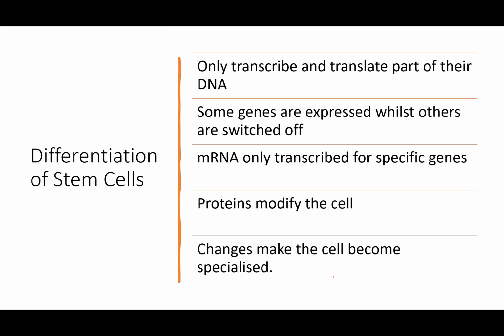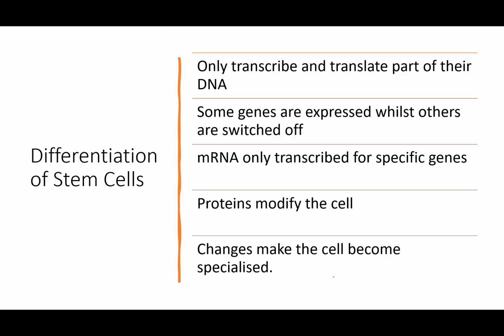So genes are switched on and off. mRNA is only transcribed from the specific switched on expressed genes. That mRNA from those specific genes is then translated into proteins. These proteins that are produced are able to modify the cell. They determine the cell structure and they are able to control the cell processes. So this also includes the expression of more genes, which produces more proteins. And changes to the cell produced by these proteins cause the cell to become specialized.